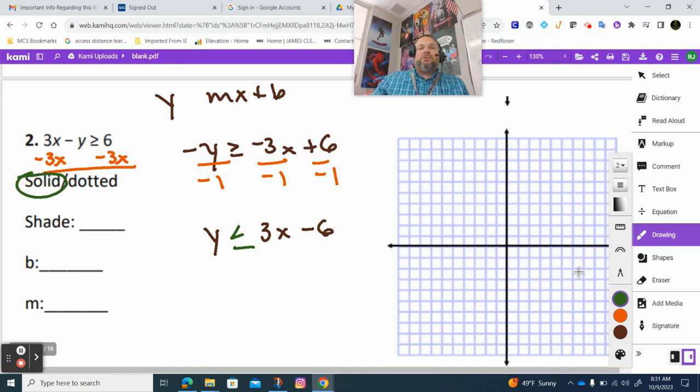All right, which way are we going to shade? Up or down? Down. The y is not being eaten. All the y values that are less than our graph are going to be below it. So that's why we shade down.